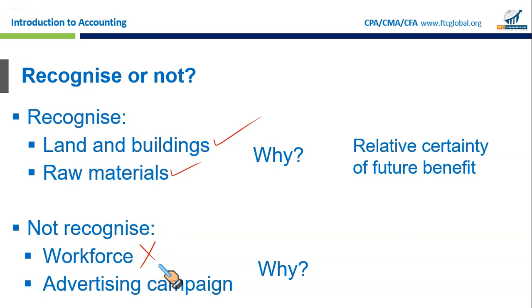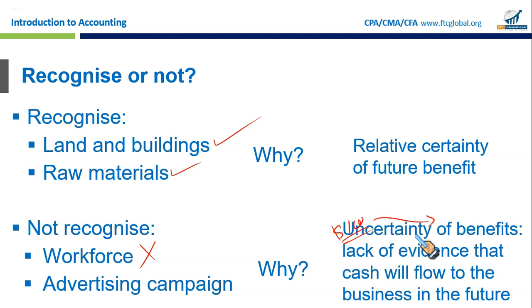Why not advertisement campaign? Advertising costs are typically expensed as incurred. We don't recognize them as an asset. Although advertising can increase future sales, the direct financial benefits are uncertain. We are not sure if you spend $100 on advertisement, how much it will increase our sales. There is no definitive evidence that a specific amount spent will result in an increase in future cash flows. So, for this reason, we do not recognize them as an asset.